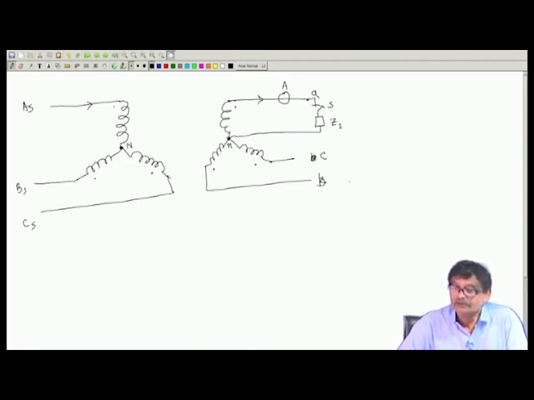So, what is going to happen? I am telling you, you will find even if you close it, ammeter reading will be very small or no current.